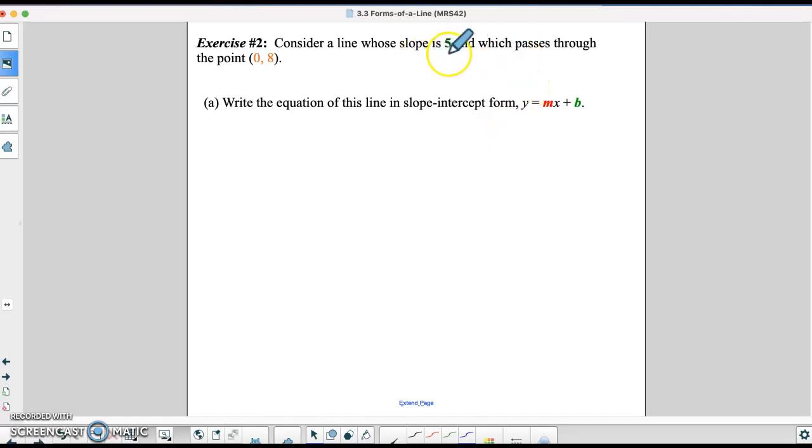Consider a line whose slope is 5. You know, this is important information. Let's highlight it. Slope is 5. Okay. And then it passed through the point 0 and 8. We are going to write the equation to represent this line using slope-intercept form, y equals mx plus b.